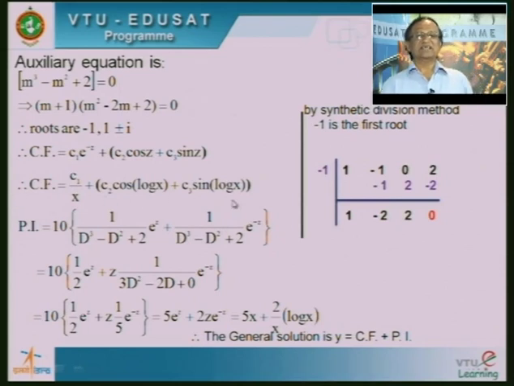So, this is the complementary function of the given non-homogeneous differential equation, and we know that the right hand side function is not equal to 0. That is why now I want to calculate a particular integral. So, the particular integral becomes 1 upon f of D into e to the power z. So, f of D is what? D cube minus D square plus 2 into e to the power z, plus 1 upon f of D into e to the power minus z, namely D cube minus D square plus 2.